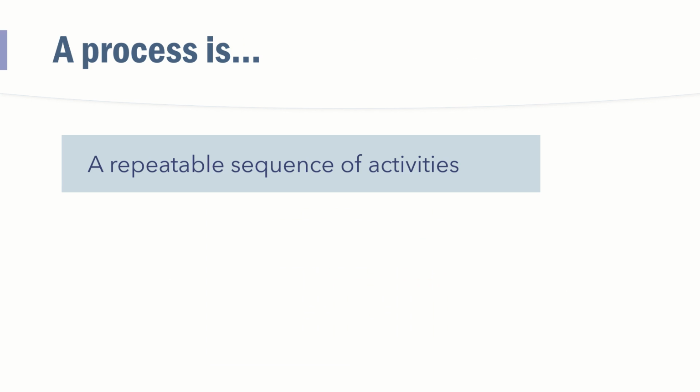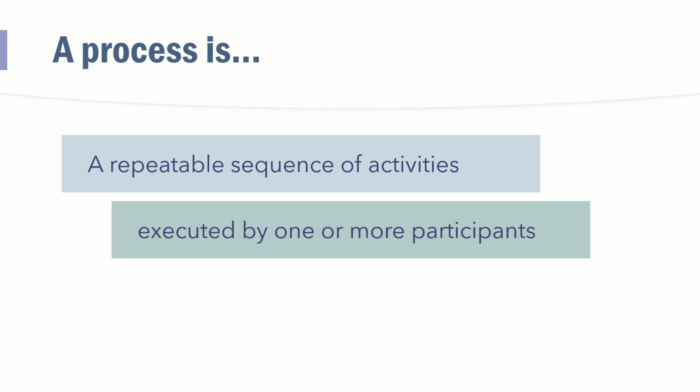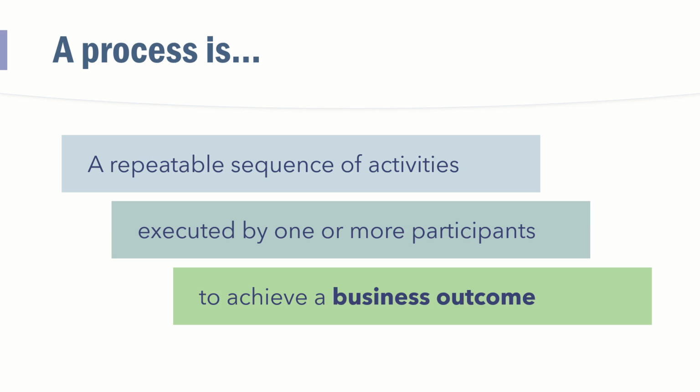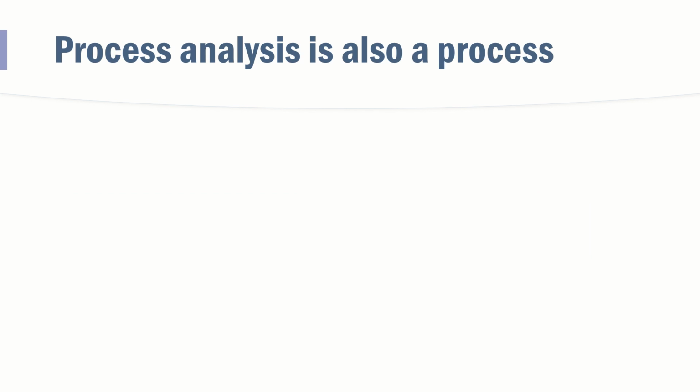What is a process? It's a repeatable sequence of activities that's executed by one or more participants and that achieves a business outcome. How do we do process analysis? Well, guess what? It is also a process. Let's take a look at the steps.